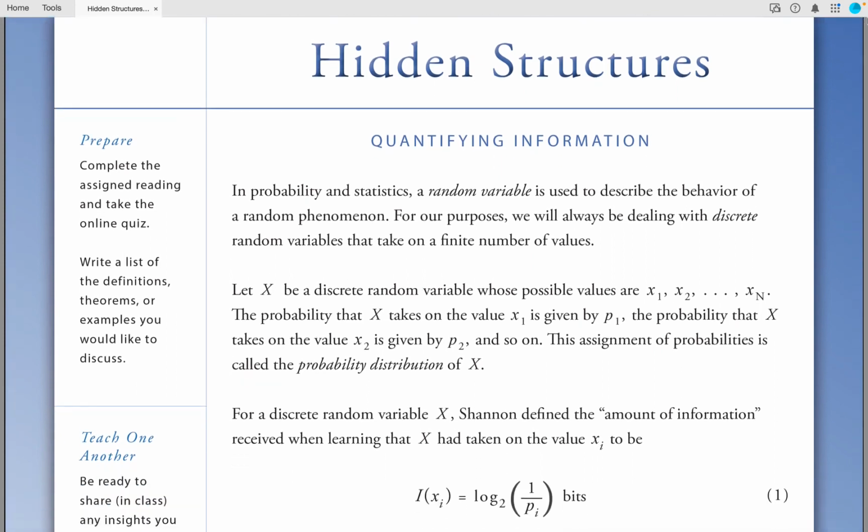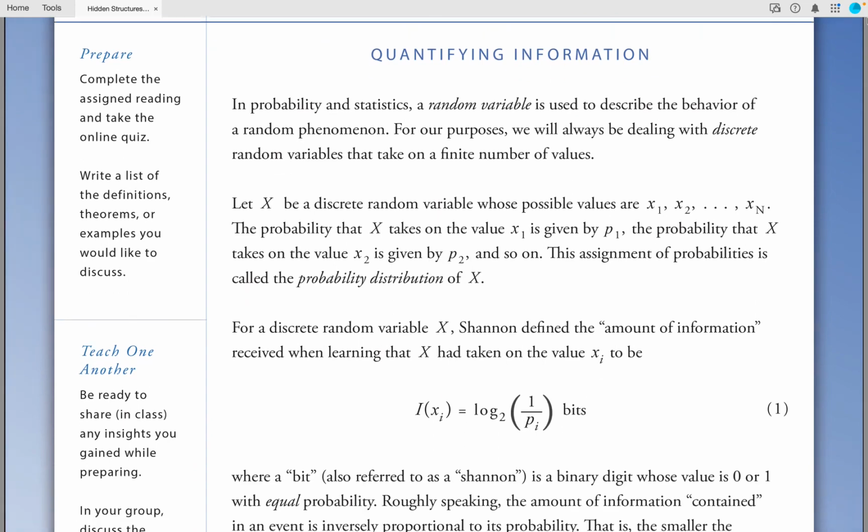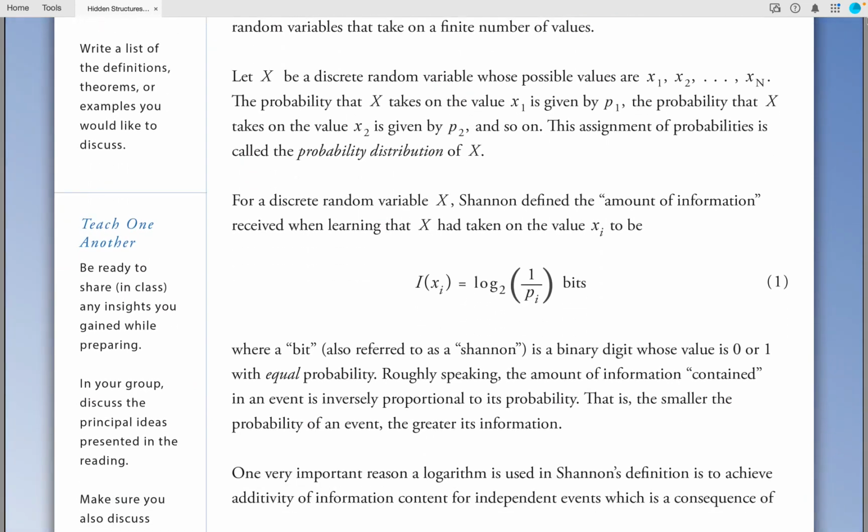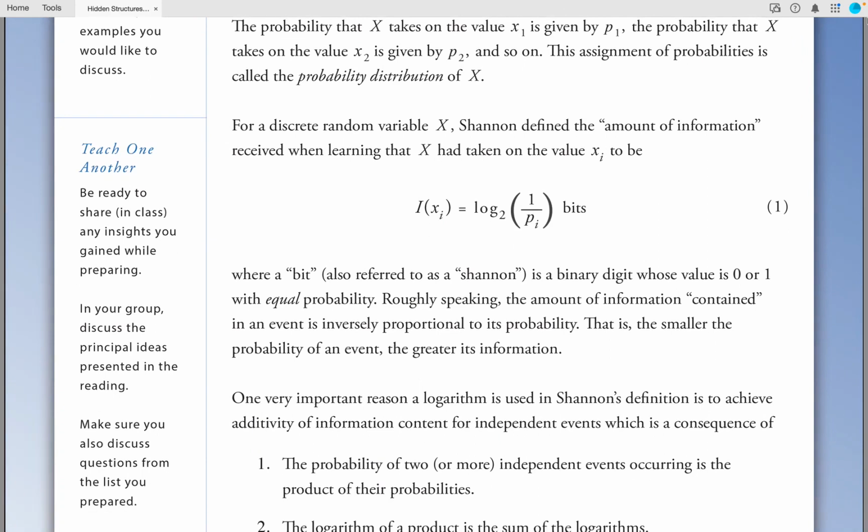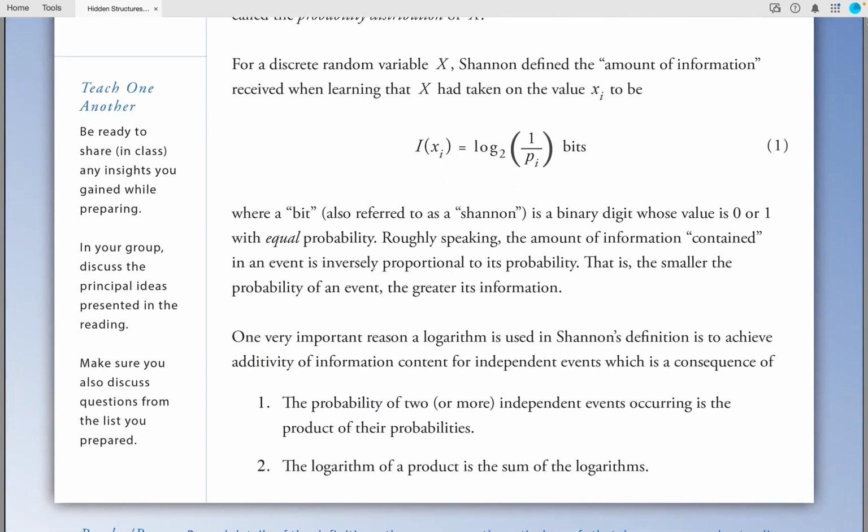For a discrete random variable x, Shannon defined the amount of information received when learning that x has taken on the value x sub i to be the following: log base 2 of 1 over p sub i bits, where a bit, also referred to as a Shannon, is a binary digit whose value is 0 or 1 with equal probability. Roughly speaking, the amount of information contained in an event is inversely proportional to its probability. That is, the smaller the probability of an event, the greater its information.